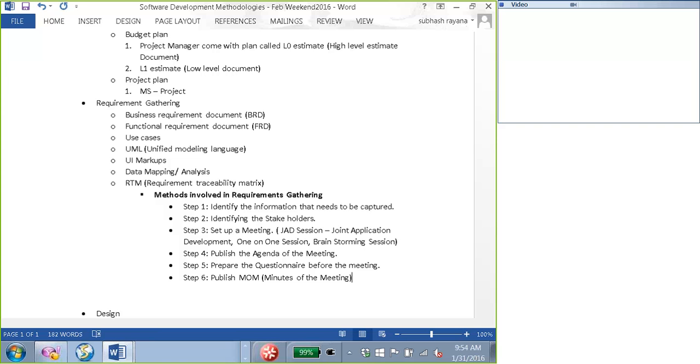Subhash? Yeah, I have a question. To prepare the minutes of the meeting, it should be after the meeting, right? It's prepared and published after the meeting is done, right? That is correct. As I said, you summarize everything in a notepad, and you go back after the meeting, and at least I would publish the meeting minutes the same day. That's correct. It's published after the meeting.